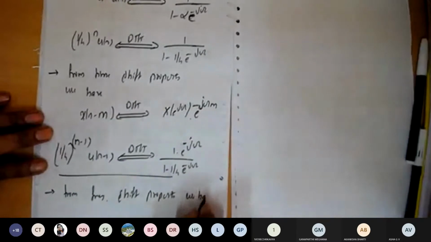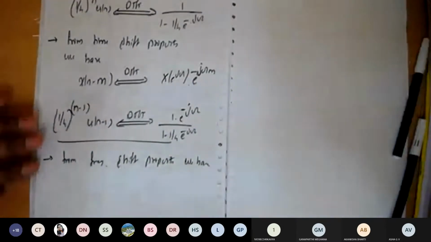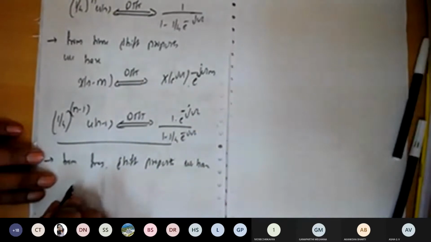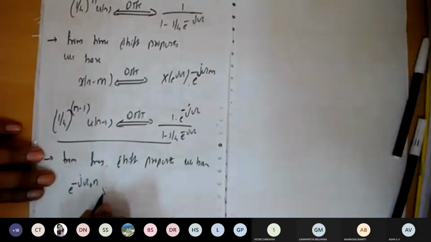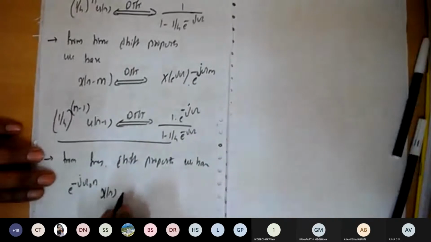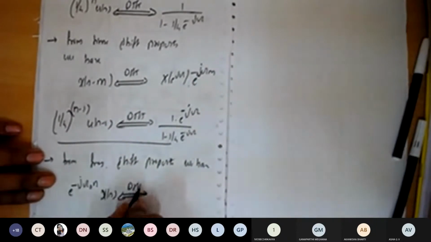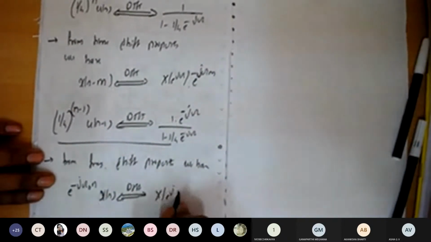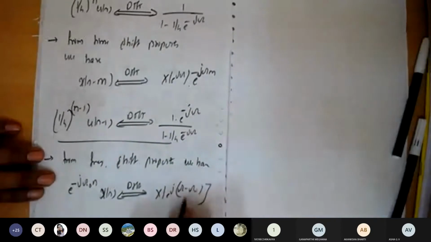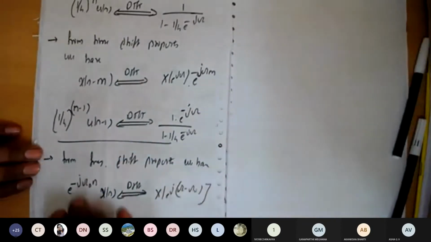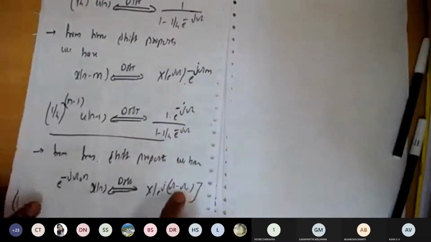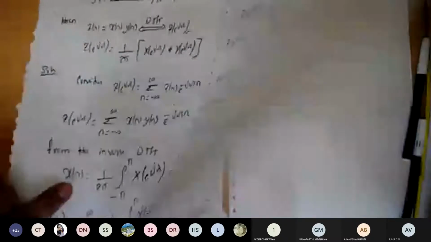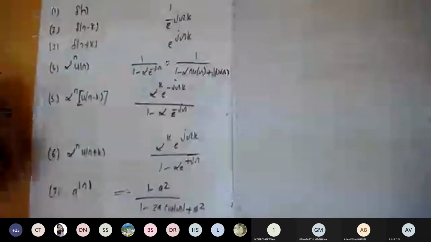From the frequency shift property, if I multiply e^(-jω0 n) into x[n], and take the DTFT of this, it becomes X(e^(j(ω minus ω0))). So will we get ω plus or ω minus? Let us recall the property to see which is correct. Here I think plus. So from the property of the DTFT, we have the frequency shift property.